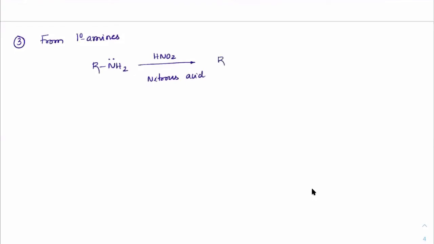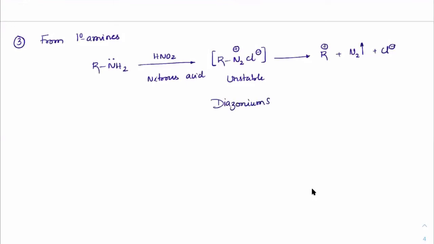This would become RN2+ and Cl-, like a salt. And this salt is an unstable form. This is an unstable salt. So it will convert into R+. N2 gas will come out of that and Cl- is formed. Got it? This salt name is diazonium salt. Diazonium salt.